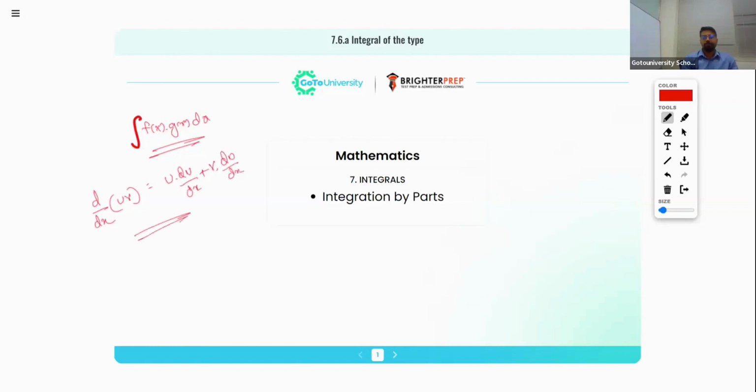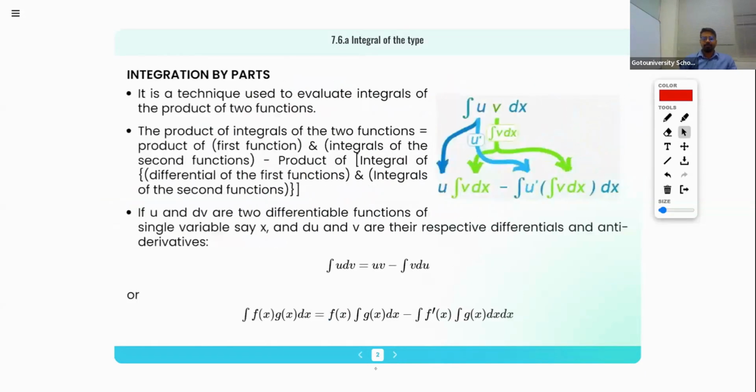Similarly, we want to know how to integrate the functions which are having products. So let's see what we are going to do here, the concept part. Please pay attention to this. It is a technique. What is integration by parts? It is a technique used to evaluate integrals of a product of two functions.